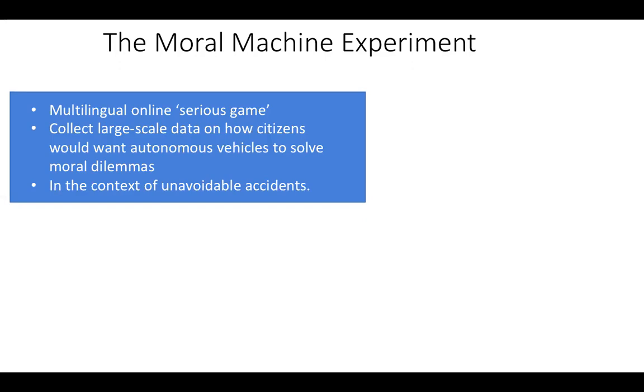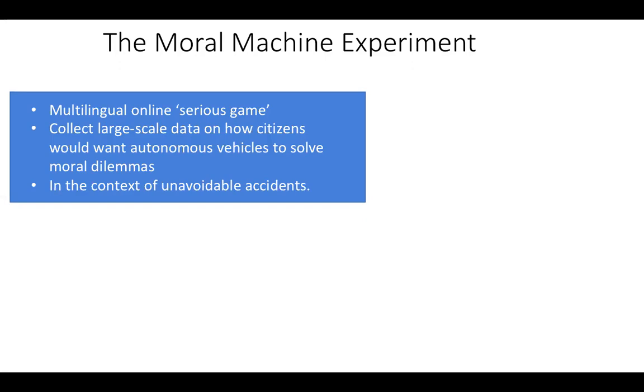That is very interesting, actually. So there is no universal phenomenon here. And of course, this is in the context of unavoidable accidents. Only when harm is inevitable, then how do you distribute this harm? That's the question that this experiment puts forward, as a game, in a game-like environment, to its participants.